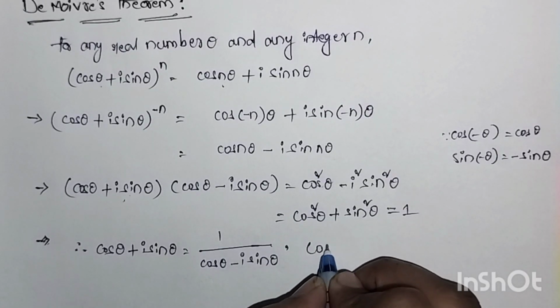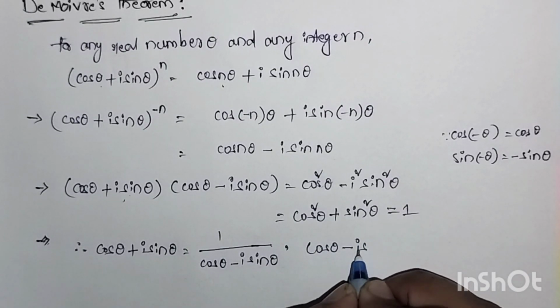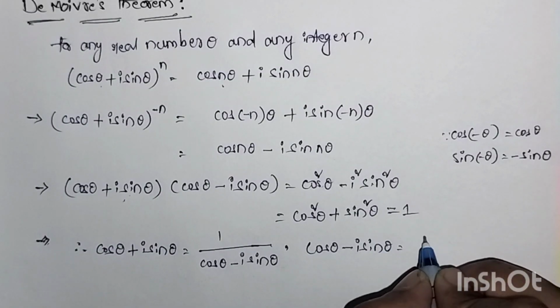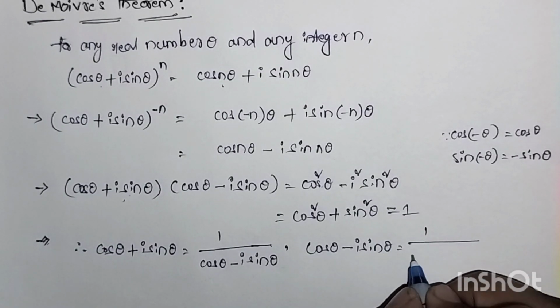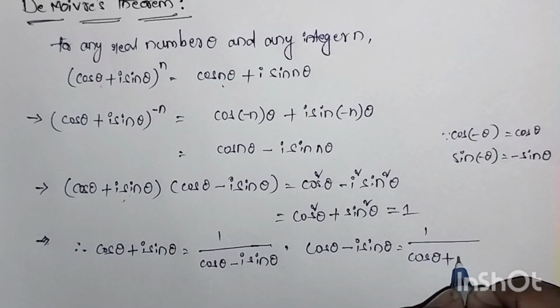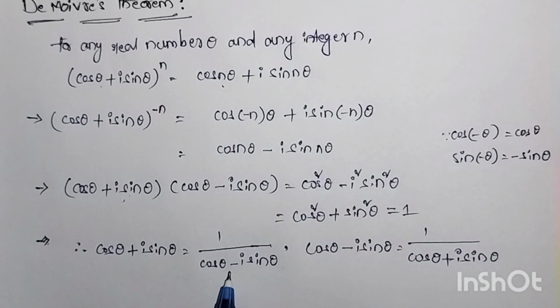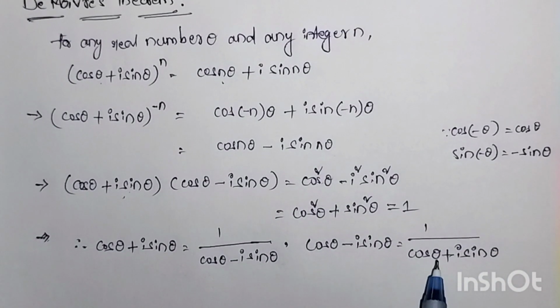Another formula: cos theta minus i sin theta equals the reciprocal of cos theta plus i sin theta, 1 by cos theta plus i sin theta.